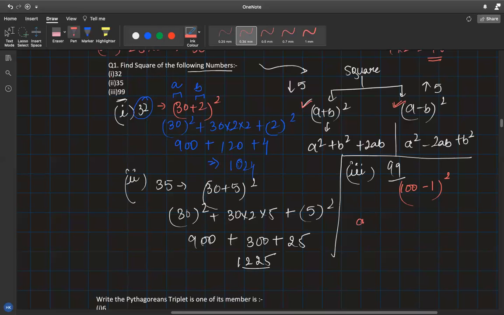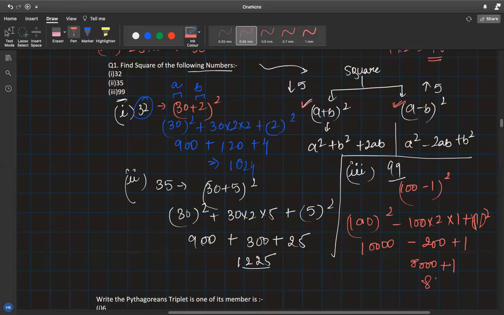This becomes 100 square minus 100 into 2 into 1 plus 1 square, isn't it? Sorry, these are brackets. Yes, so 100 square is nothing but 10,000, minus 200, plus 1. Subtract 200 from 10,000. Is the answer going to be 9,800? Add 1, 9,801. Check your answers with the calculator.